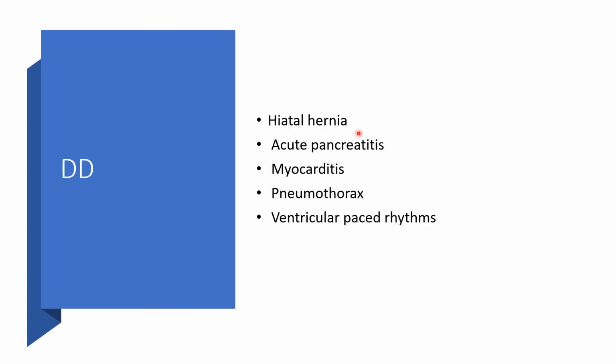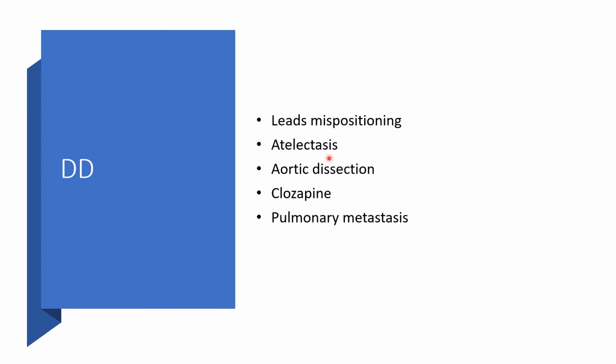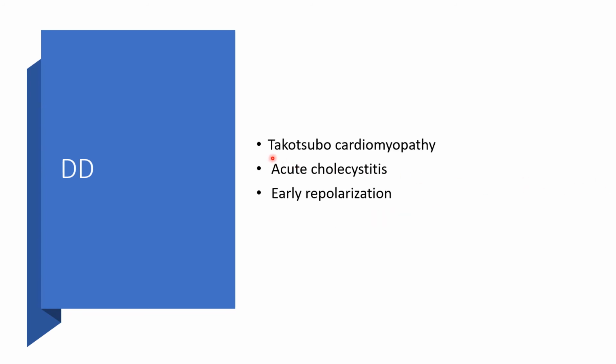also in hiatal hernia, in acute pancreatitis, in myocarditis, in pneumothorax, in ventricular paced rhythms, in lead mispositioning, you can pick ST elevation. In atelectasis, in aortic dissection, medications like clozapine. In pulmonary metastasis, will also be elevated in Takotsubo cardiomyopathy, in acute cholecystitis, early repolarization.